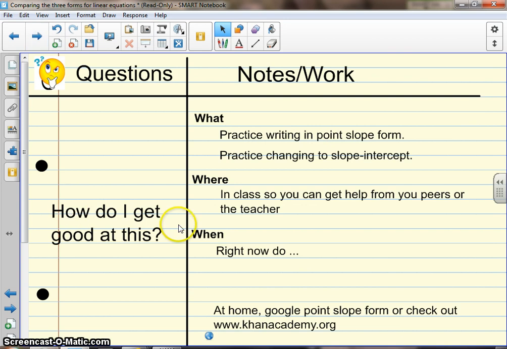Okay, how do I get good at this? Number one, what? You need to practice writing in point-slope form. You need to practice changing to slope-intercept form. Where? Well, in class, you're going to get to do this. You get some help from your peers or your teacher. When should you do it? Right now. Your teacher will give you an assignment either from your book or a worksheet.